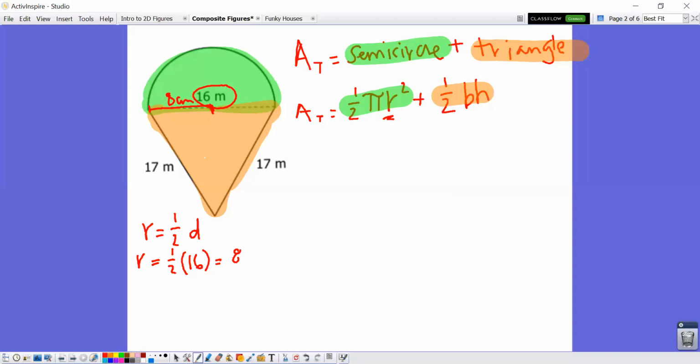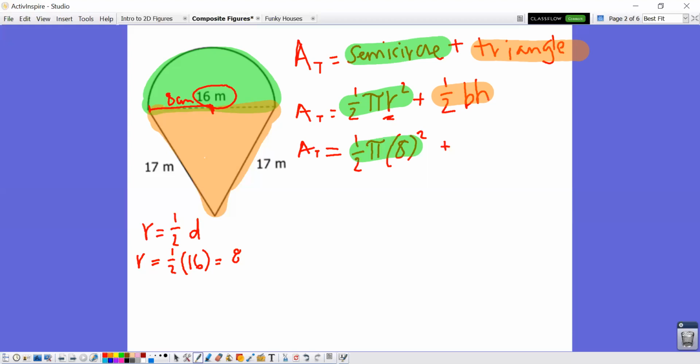Okay? Now we're going to use that information over here in our formula, 1/2 pi, and our radius is 8 squared. That's the first half of our total area calculation. The second half is our triangle. Now we need the base and the height of that triangle.